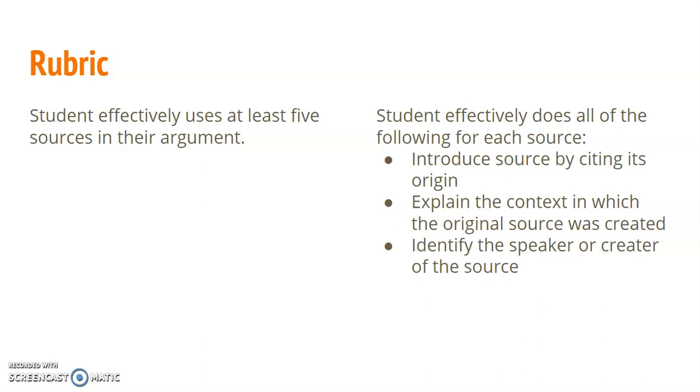All right, so for sources for this project, our rubric actually has two categories that deal with sourcing. In order to get full points, an outstanding in both of those sections, you've got to do these things. So let's take a look. For this first section, the student effectively uses at least 5 sources in their argument. In order to get full points, you need to do those things.